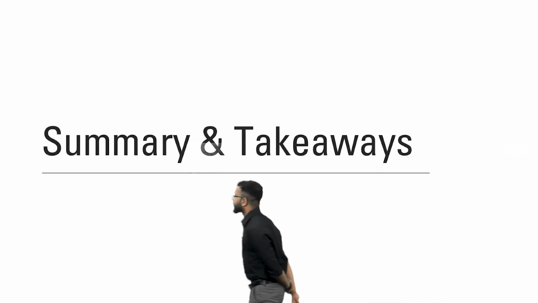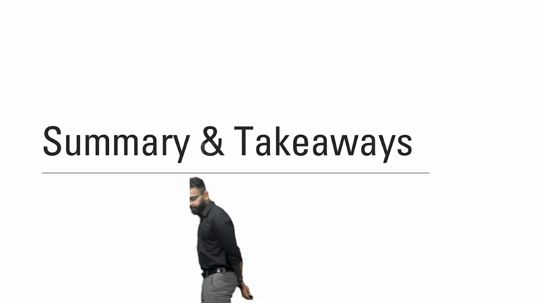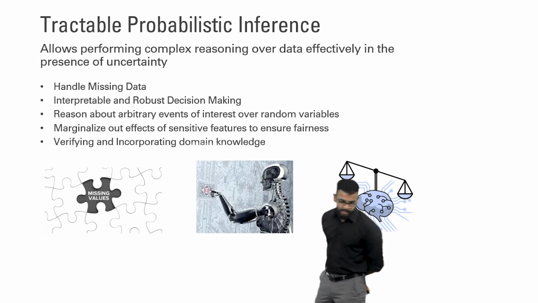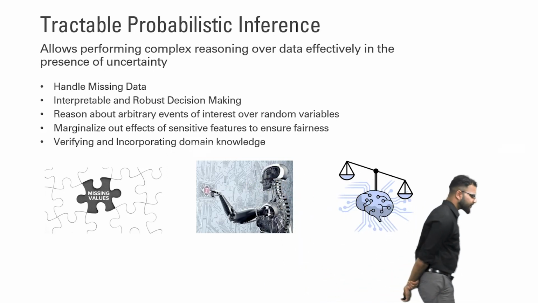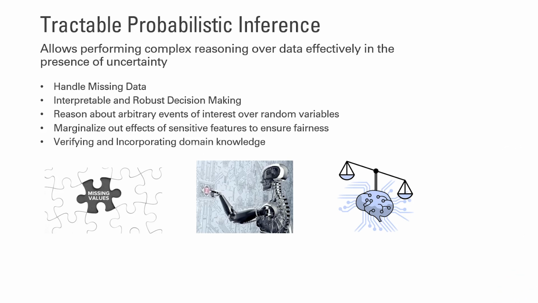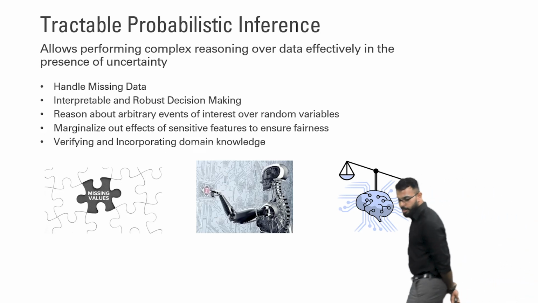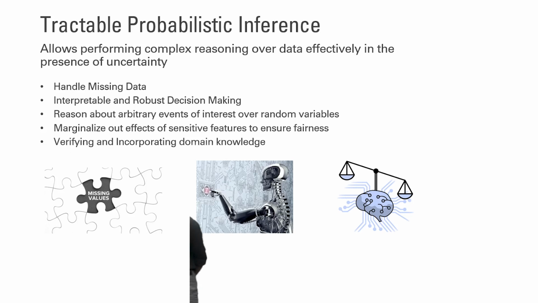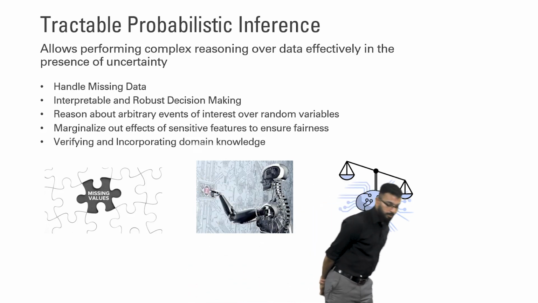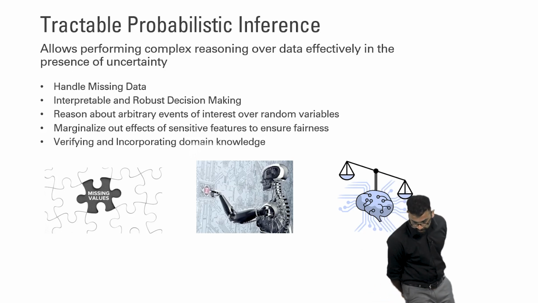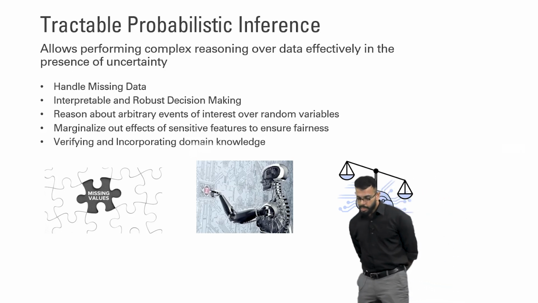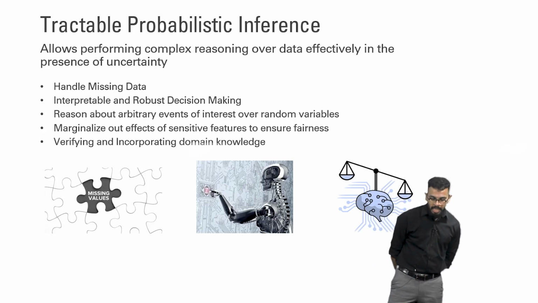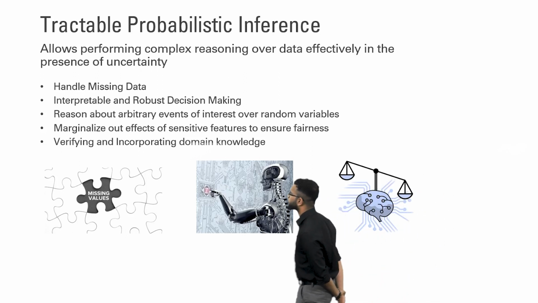All right, so that was a lot of content in 3 days. But what I really want you to take away from this workshop is that there is this field of tractable probabilistic inference which is underlooked in recent days, where deep models have taken over. But this is a powerful class of models. Having tractability for probabilistic inference allows you to perform complex reasoning over data effectively, especially when you have uncertainty. It can do things like handling missing data and making decisions that are robust and interpretable.